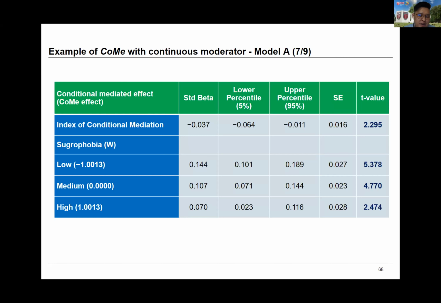However, I know researchers would like to ask, what is the difference between this value and PROCESS macro? PROCESS macro produces unstandardized values. This produces standardized values, which fits with SmartPLS or any PLS software that always shows the standardized beta value. So this is the result. On top of that, when you look at pseudophobia at different levels, you can see that the effect becomes weaker, dropping from 0.144 to 0.070. And all these COMI effects are significant, supported.